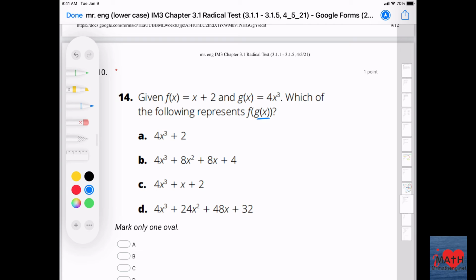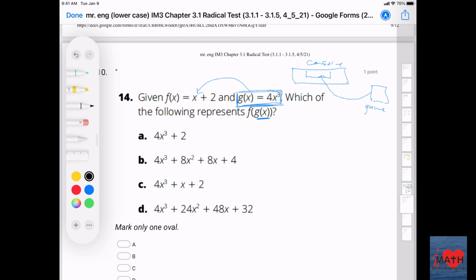I have this old video game system called a Nintendo, and you would take the video game and put it inside the console. So game goes inside the console, right? So that's the same concept. This g of x here is going to go inside this x.